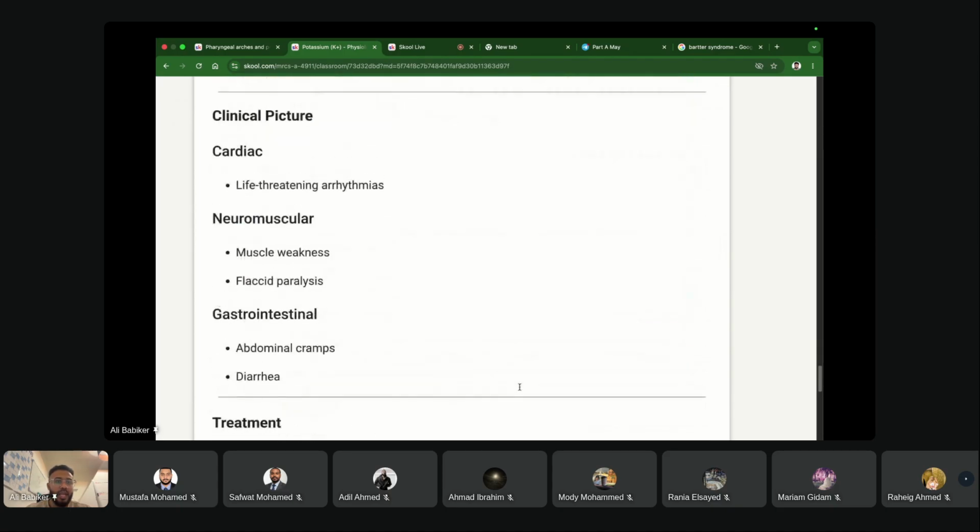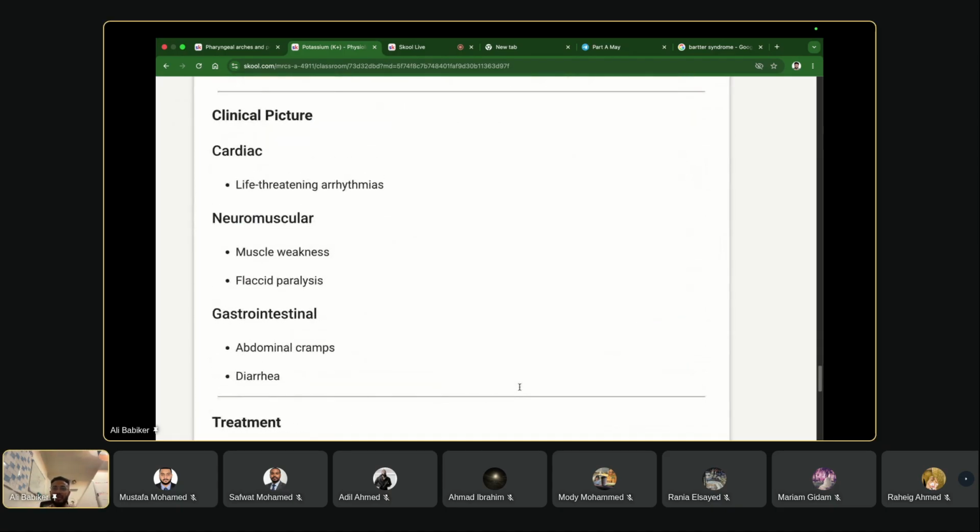Okay. Clinical picture: cardiac life-threatening arrhythmia.